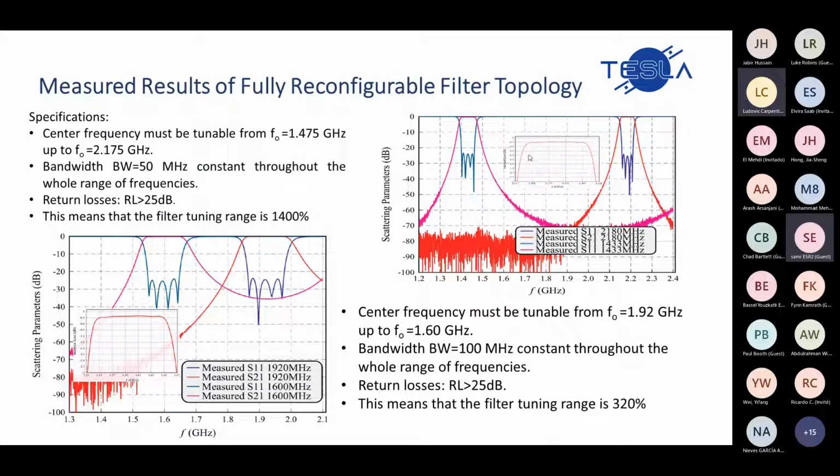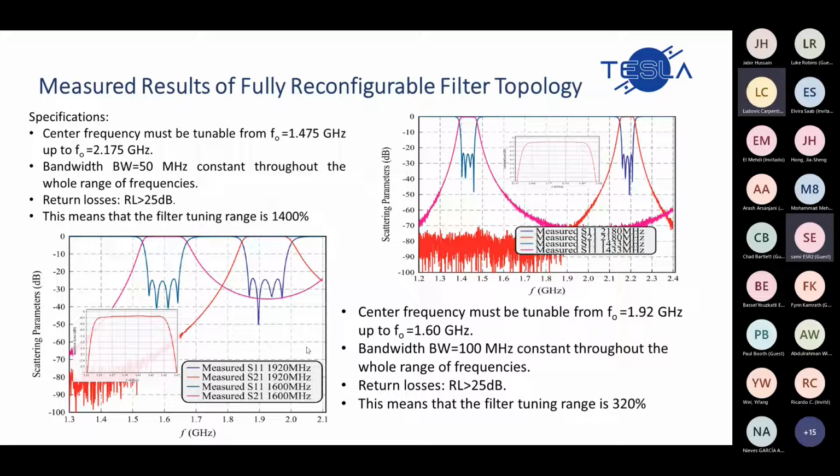megahertz bandwidth. The main thing we noticed throughout the bandwidth is that the insertion loss was better than 0.3 dB. And within the same structure, we can double our bandwidth from 50 megahertz to 100 megahertz at 1.92 gigahertz, and we can tune the frequency while maintaining the 100 megahertz bandwidth down to 1.6 gigahertz.